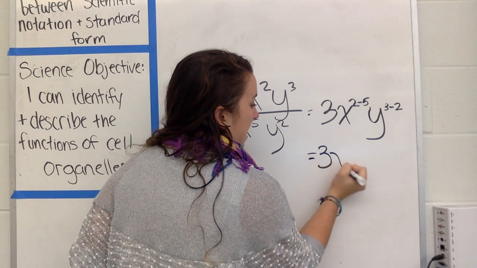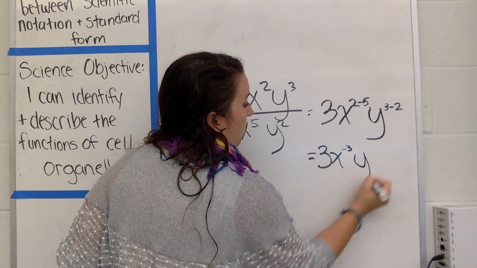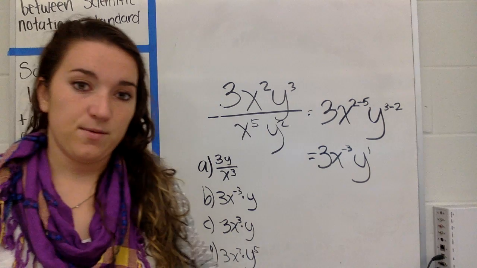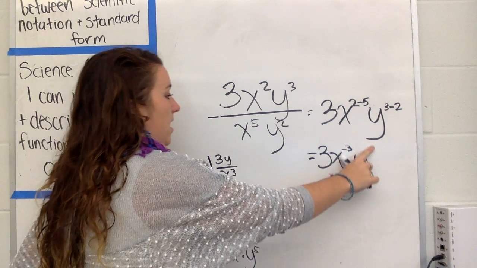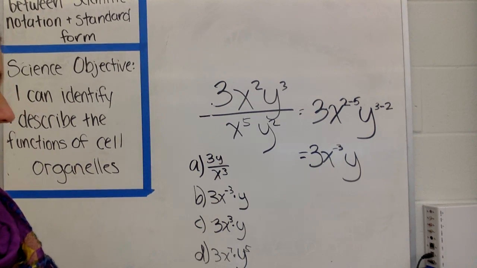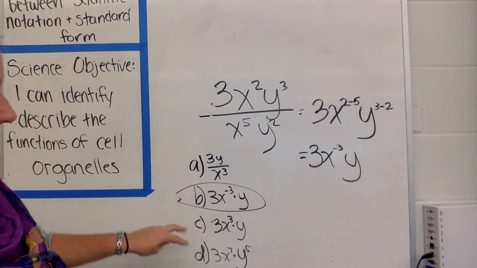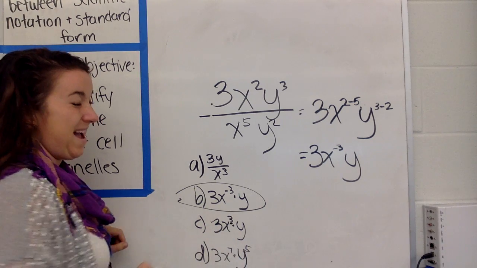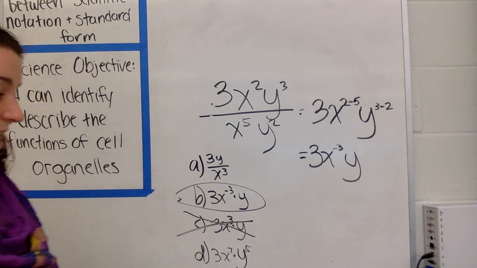So I have 3x, 2 minus 5 equals what? Negative 3. Y, 3 minus 2 equals what? 1. So I have 3x to the negative third power, y to the first power, which is the same as just y. So I'm going to go through and see if I can find any others that match this. I see immediately B matches. I can look at these two and see, okay, this is the same. The only difference is my exponent isn't positive. So this is not correct because those are not equal.